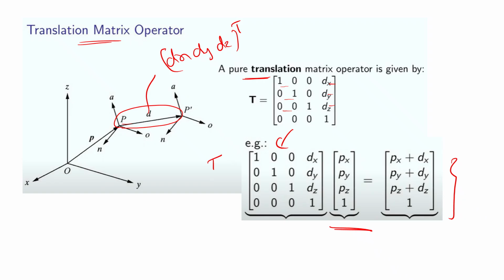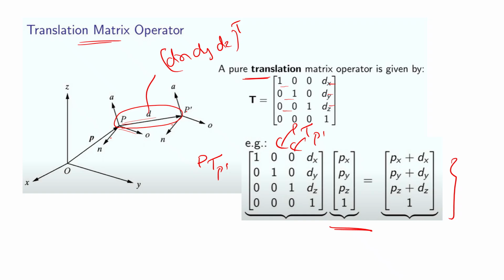So I can say transformation of P dash with respect to P. Here you can see N and N, there is no change. O and O are parallel, A and A are parallel. So when you relate this P dash frame with the P, then this is your transformation of P dash with respect to P. So this is the frame which shows there is no orientation but translation.